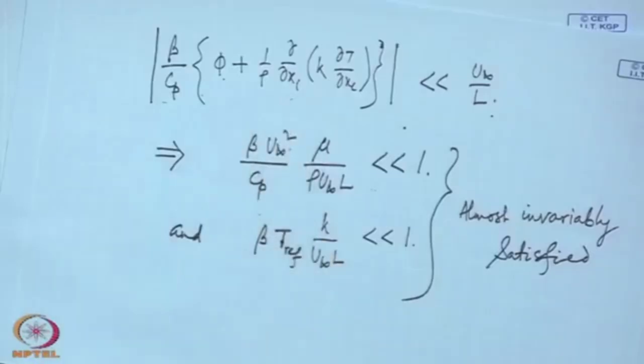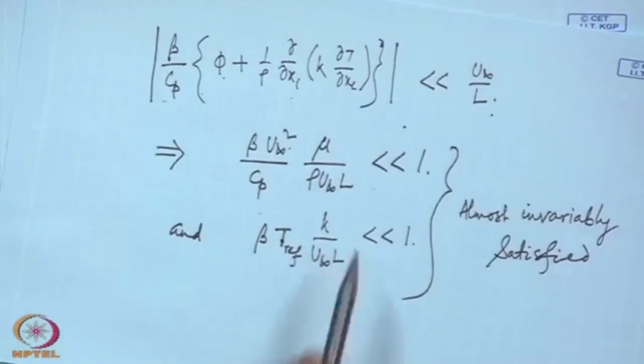However, we have seen that there are three more conditions. So, out of these five conditions, the three coming from the dP dT term and two coming from this term, these two are almost invariably satisfied. The condition related to body force, gL by c square, is also almost invariably satisfied.